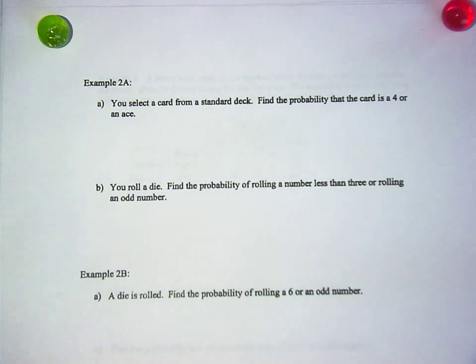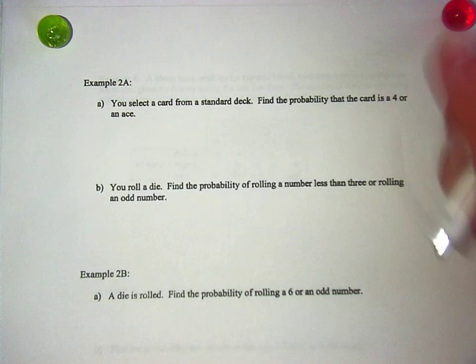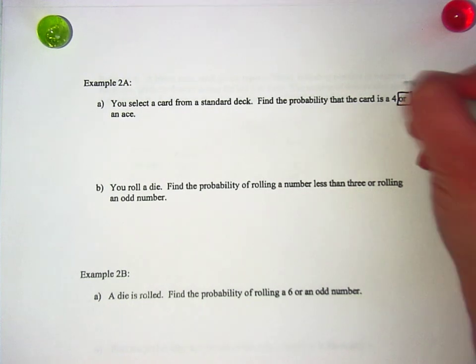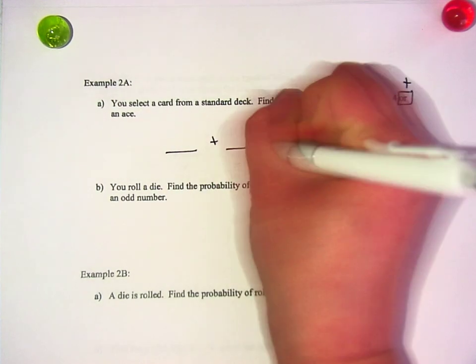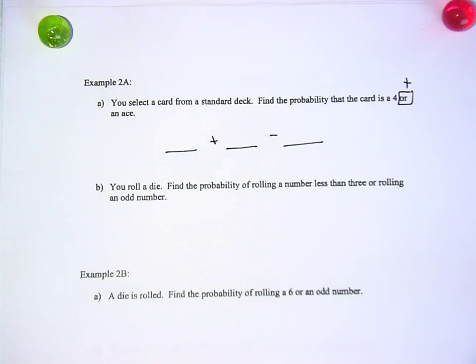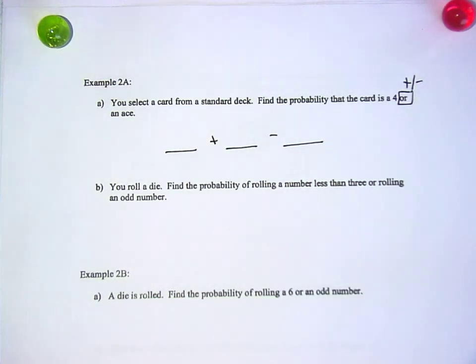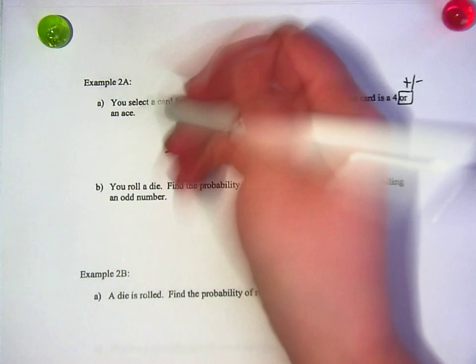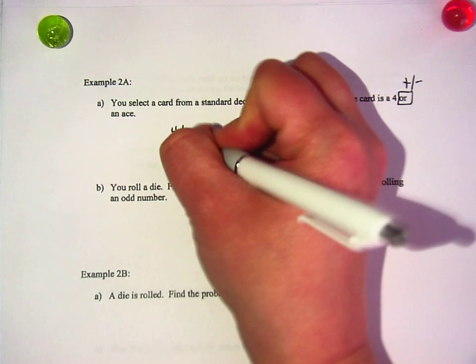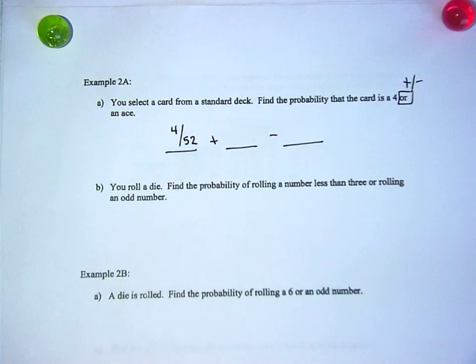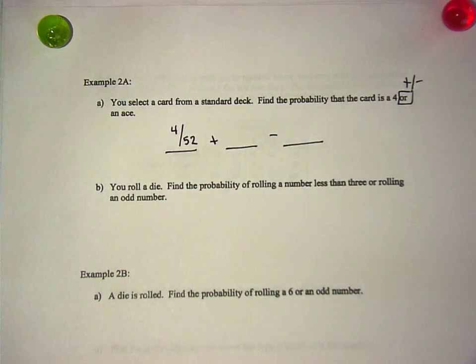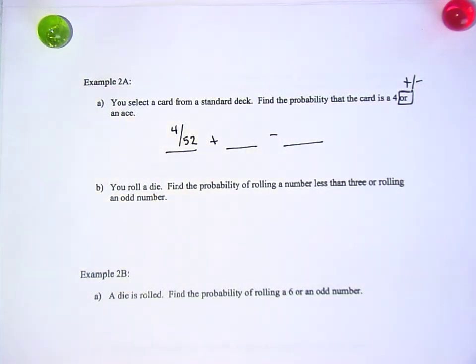So you select a card from a standard deck. Find the probability that the card is a 4 or an ace. All right, what does or mean? We're going to add and then subtract. So I'm going to write, we're adding and then subtracting something. What's the probability that a card is a 4 if you select a card? 4 out of 52, or 1 out of 13, right? And what's the probability that the card is an ace? 4 out of 52.